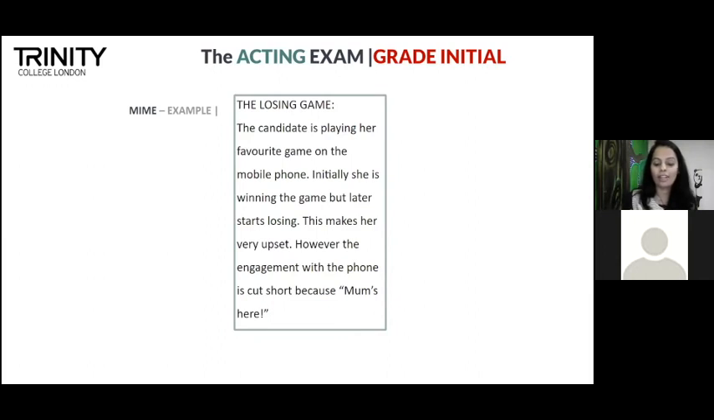And the fact here is how he or she holds the phone, how in depth can the portrayal be, and the reaction to mom coming and stopping the whole game scenario. So that is the reaction to another person's appearance in the mime. So that's what is expected at grade initial level.